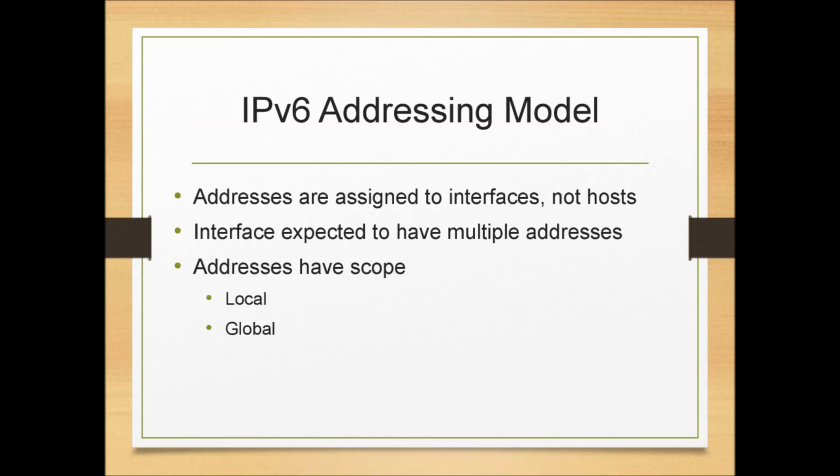IPv6 addressing model: addresses are assigned to interfaces, not hosts. So dear students, every device has some interfaces, for example an incoming interface and an outgoing interface. So addresses are assigned to interfaces. An interface is expected to have multiple addresses. Addresses have scope, local and global. Local scope means for some specific machine, and global means for the whole of the network.